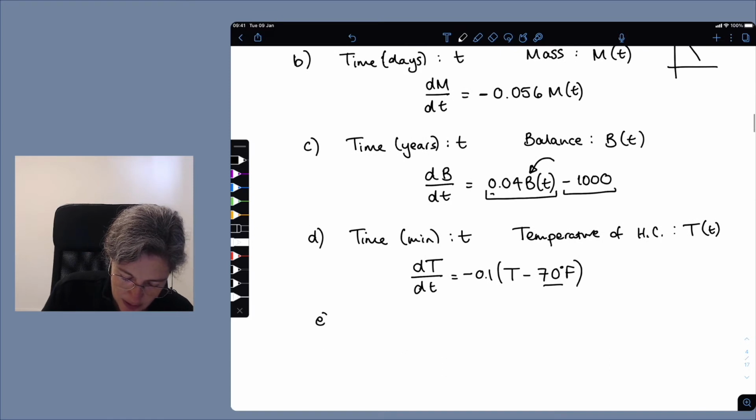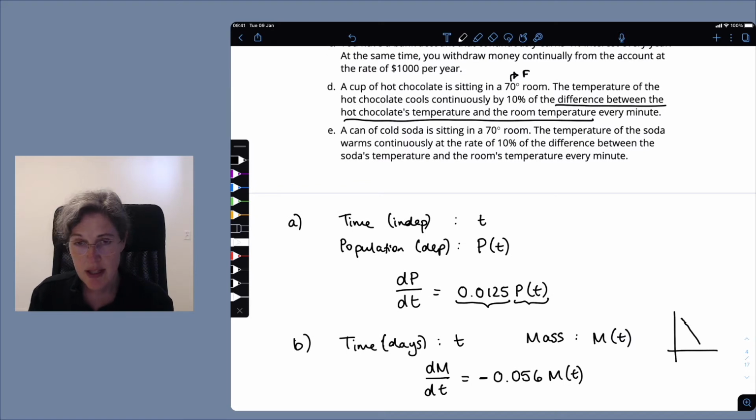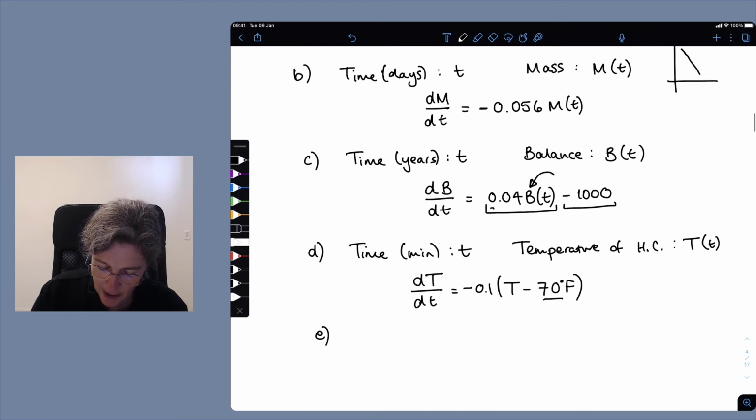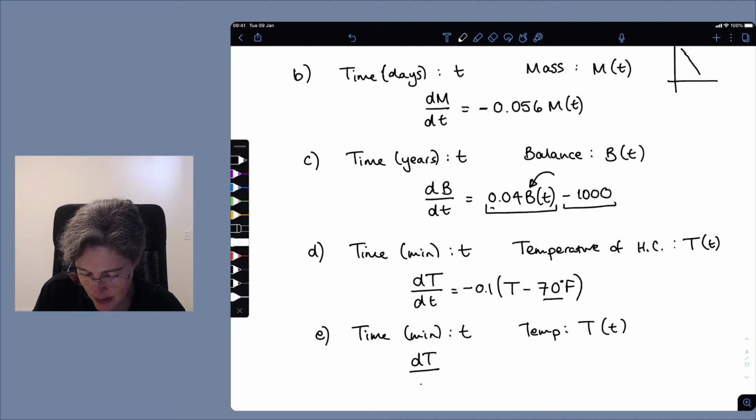And now let's look at the opposite direction. So now we're thinking about a can of cold soda, and it's sitting in a 70-degree room. So it's presumably cooler than 70 degrees Fahrenheit. And our temperature warms continuously at a rate of 10% of the difference between the soda's temperature and the room's temperature every minute. Okay. So we've got our time in minutes again, and we've got our temperature, which we're going to measure with a big T. And we want to have big T by d little t.